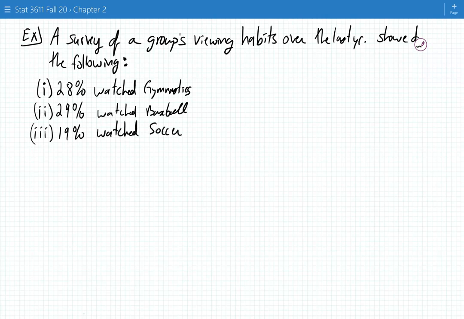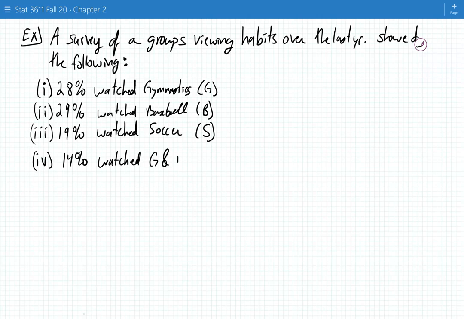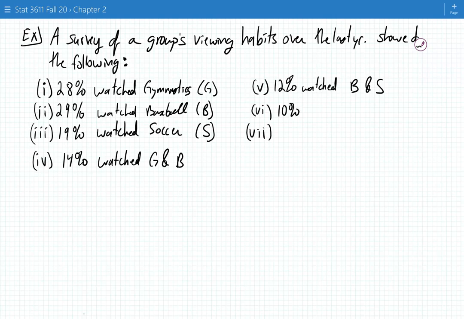Let's use a capital G for gymnastics, a capital B for baseball, and a capital S for soccer, just to shorten this up a little bit. 4. 14% watched gymnastics and baseball. 5. 12% watched baseball and soccer. 6 and 7, and that's it. 10% watched gymnastics and soccer, and 8% watched all three.